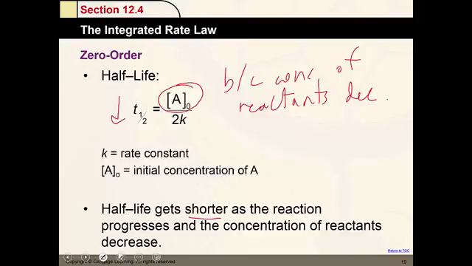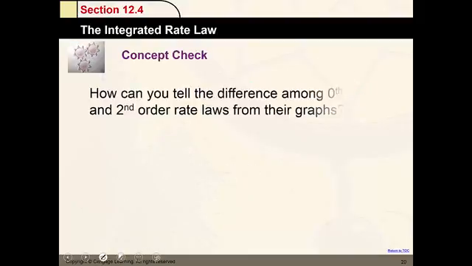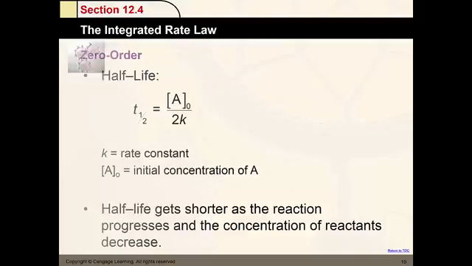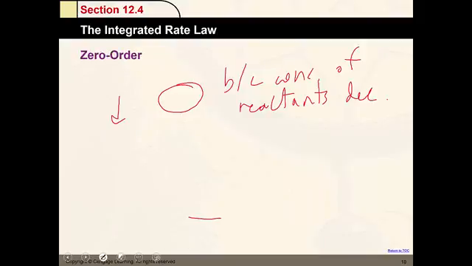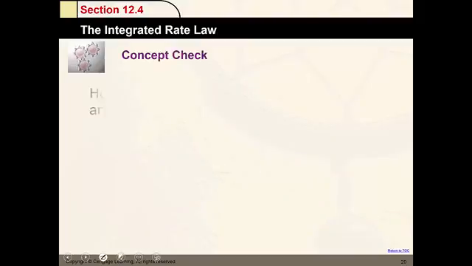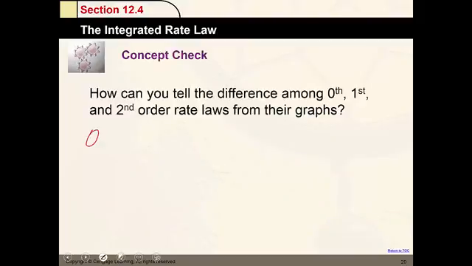Okay, so you should be able to tell the difference between zero, first, and second order rate laws from their graphs. Remember, zero order, it's simply concentration versus time is a straight line with negative slope, rate constant k, negative k. So for zero order, you plot concentration versus time, and that slope is negative k.